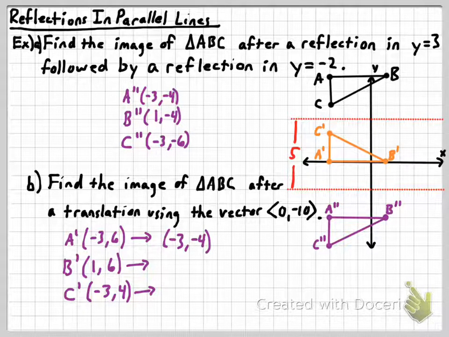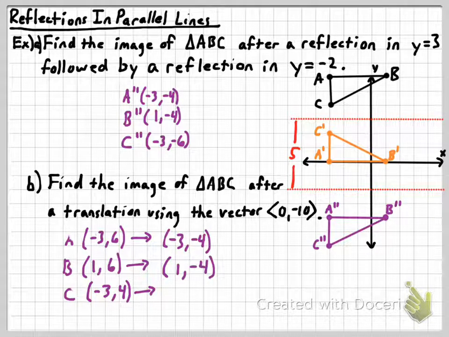I'm trying to say we're translating A, B, and C, not A prime, B prime, and C prime. Let me erase those primes. Okay, so if I were to take the coordinates for point B, which are 1 and 6, and subtract 10 from the y coordinate, as that vector tells me, I would end up at 1, negative 4.